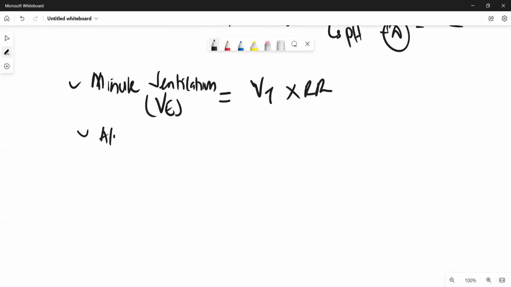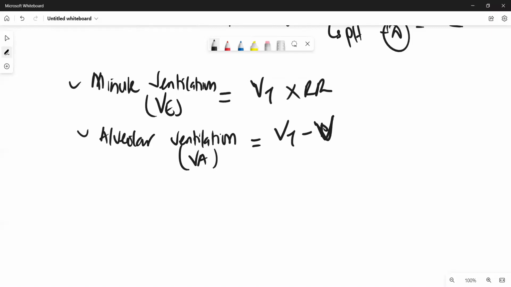We also spoke about alveolar ventilation, which is VA, which is equal to tidal volume minus dead space. So we need to remove the dead space, the area that is not taking part in gaseous exchange, multiplied by respiratory rate, right? So let's now go to how do we estimate, what formula are we going to use to estimate our partial pressure of carbon dioxide?